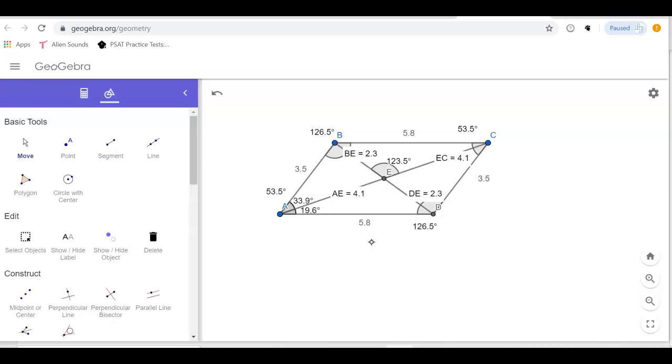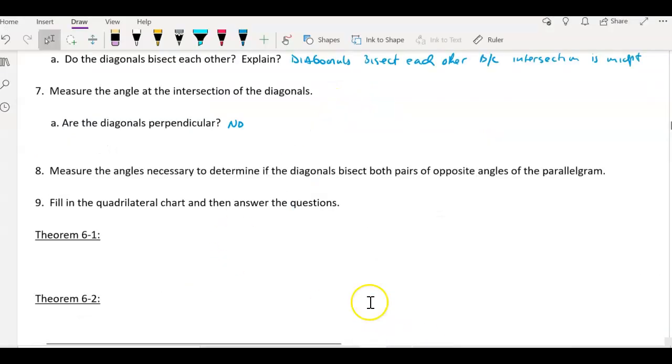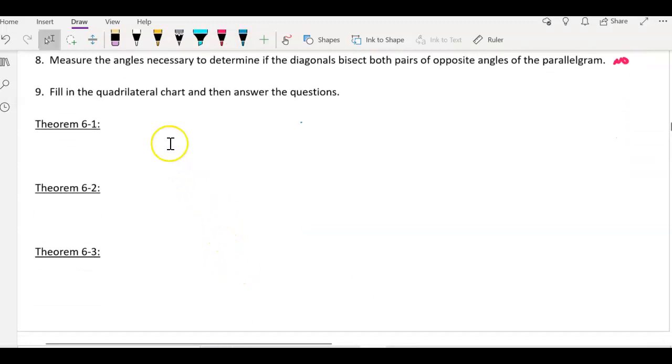If it doesn't work for this angle, it won't work for any of these angles right now. So when we go back here, we're going to say no to this. Okay. Now, what we're going to do here is come up with three theorems.